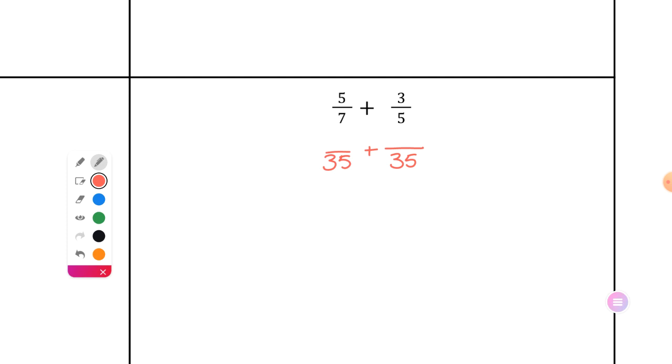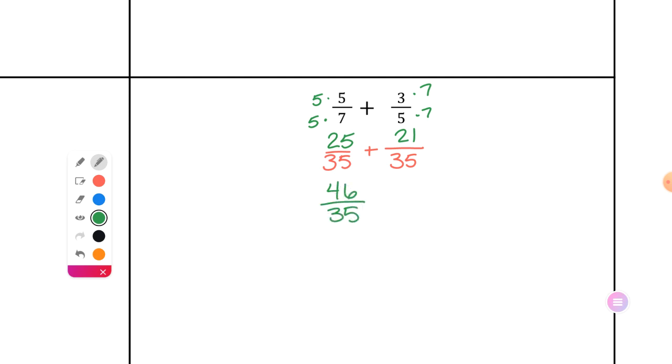Nope. So, Aliyah, how do I turn a 7 into a 35 using math? Times 5. What's 5 times 5, Aliyah? 25. On the other side, Emily, how do I turn a 5 into a 35? Times 7, so that's 21. 25 plus 21, Carter? We get 46 over 35.